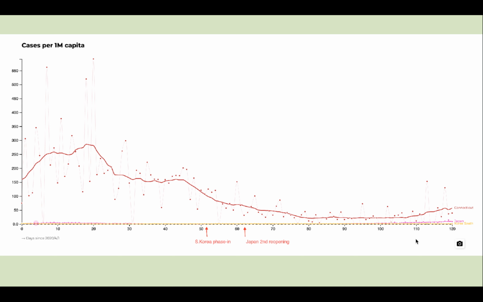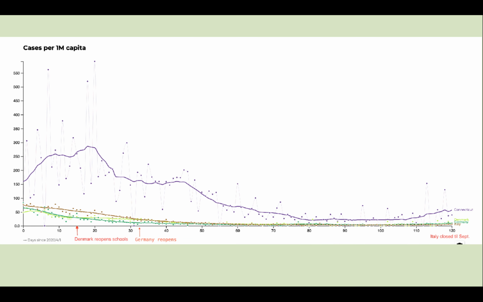So let's look at some European nations. Here's Connecticut's curve again, compared to Denmark, Germany, and Italy. Italy hasn't opened their schools yet. Denmark was fairly close to Connecticut's rate when it reopened. And their rates have gone down since they opened. But again, they are well below Connecticut's rate.